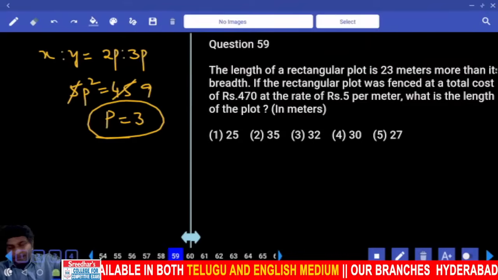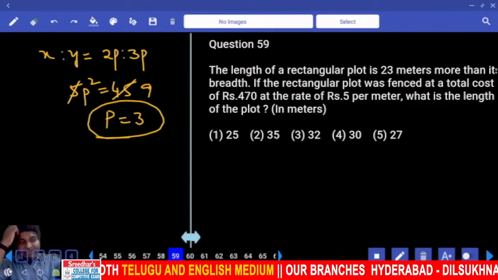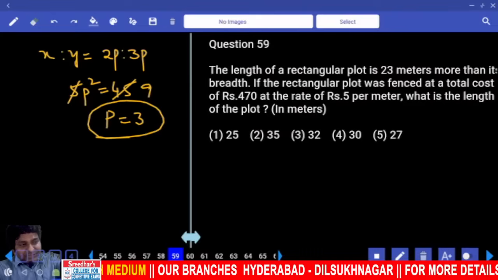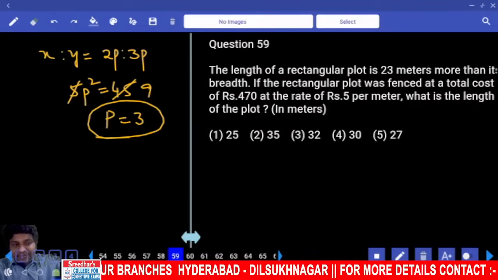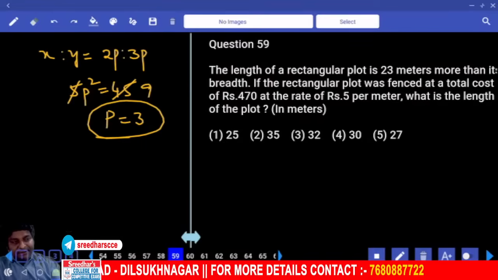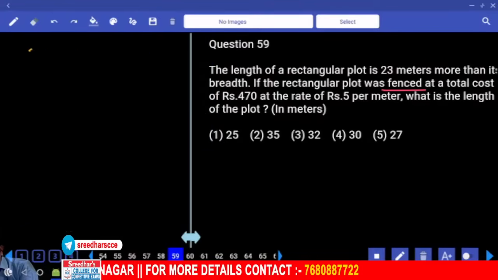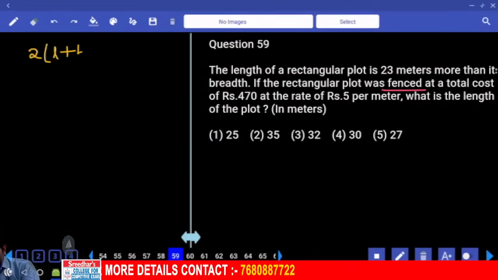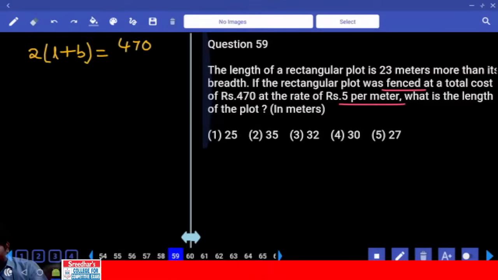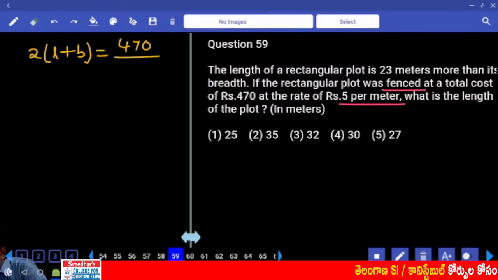Got it? The length of a rectangular plot is 23 meters more than its breadth. The rectangular plot is fenced at a total cost of 470 at the rate of 5 rupees per meter. Fencing is done for the perimeter, that is 2 times (L plus B). The total cost is 470 at 5 rupees per meter, so the length used for fencing will be total cost divided by cost per meter only.